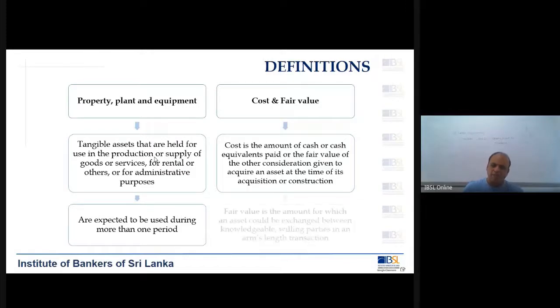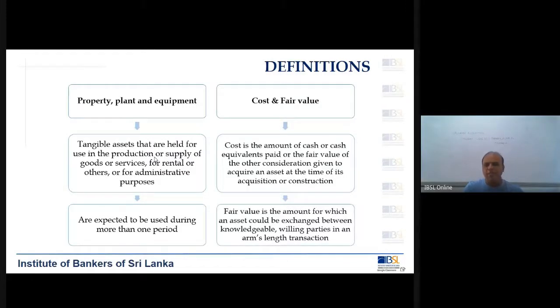And what is fair value? Fair value is the amount for which an asset could be exchanged between knowledgeable, willing parties in an arm's length transaction. So this is the theoretical definition of fair value. This term fair value, we will use it across various topics. There will be future topics that are coming up. So everywhere we will be using this fair value concept. Fair value is, in other words, also known as the market value.